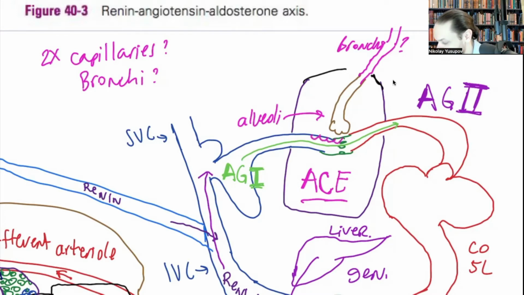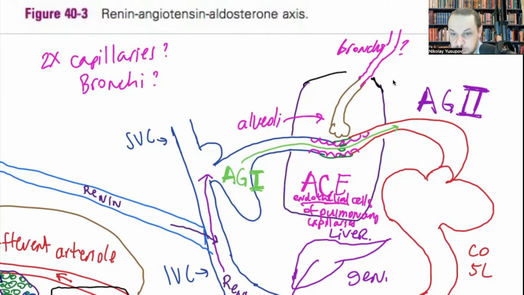So ACE is made in the pulmonary capillaries, specifically in the endothelial cells of the pulmonary capillaries. So where is ACE made? ACE is made in the endothelial cells of pulmonary capillaries. And the reason why this is made there is because we have this exchange.